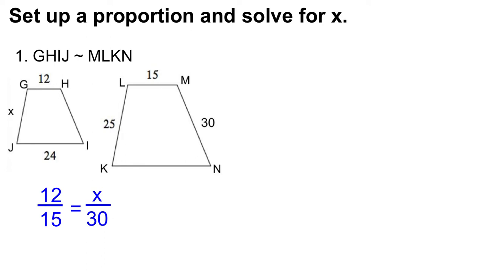So here's a great way to set this one up. The 12 and the 15 are going to match up together because 12 is for GH and 15 is for ML. So you've got those two sides that are going to match up. And then if you look at where x is on the picture, x is between G and J. So G and J are the first and the last letter. M and N are the first and the last letter. So it's going to match up with a 30. And then if you cross multiply, you're going to end up getting 24.